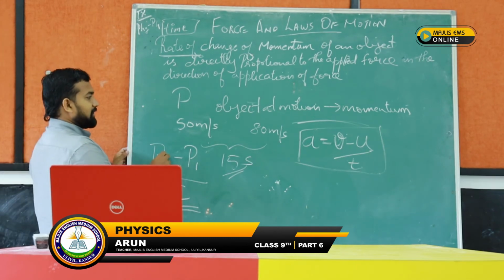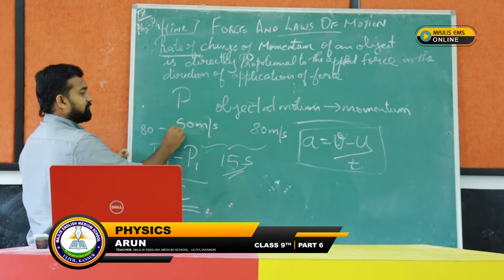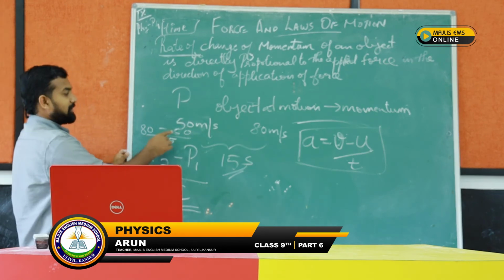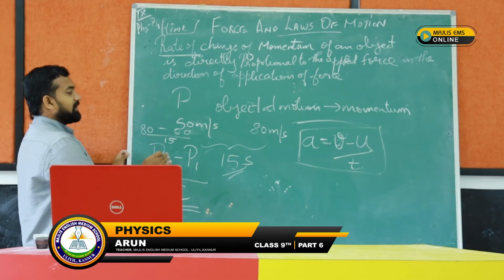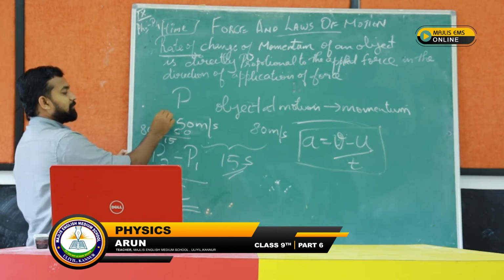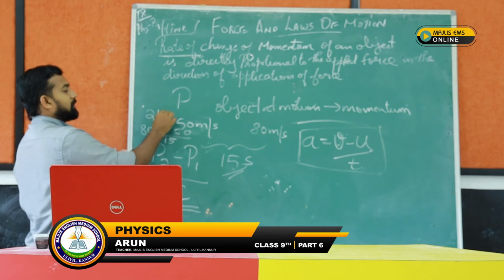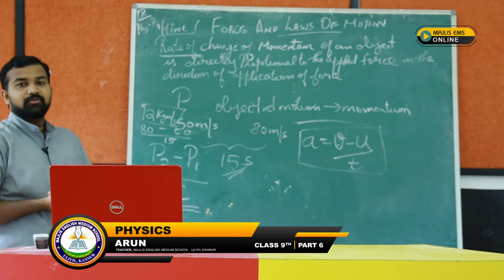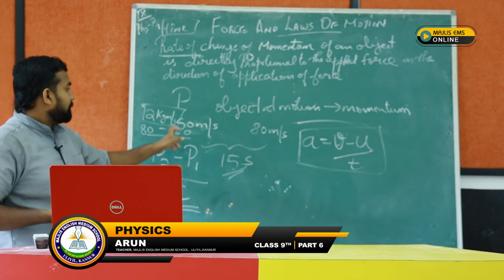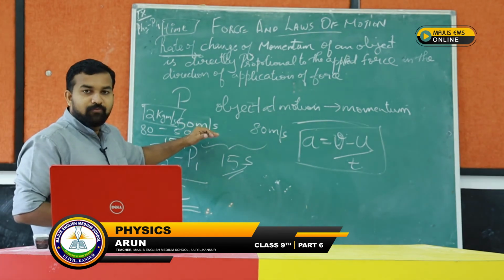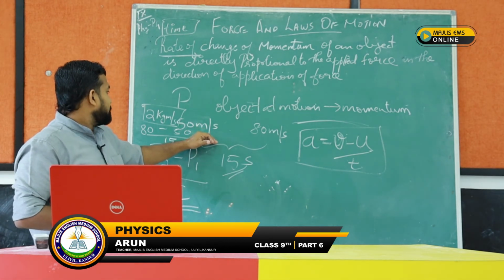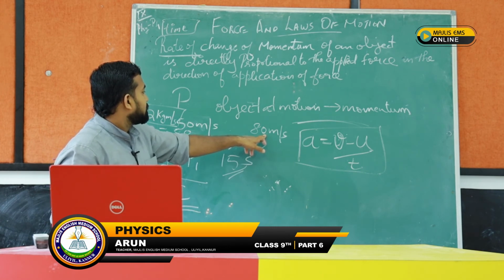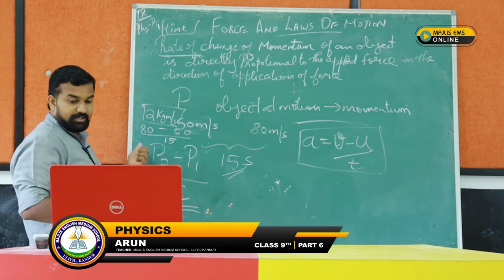And so here what will it be? 80 minus 50 divided by 15. The rate of change of momentum here is 80 minus 50 divided by 15. That means 30 divided by 15, that is 2 kilogram meter per second. So here the rate of change of momentum is 2 kilogram meter per second. So a body was moving with 50 meter per second, then it increased to 80 meter per second. But no, we can't take it like this.